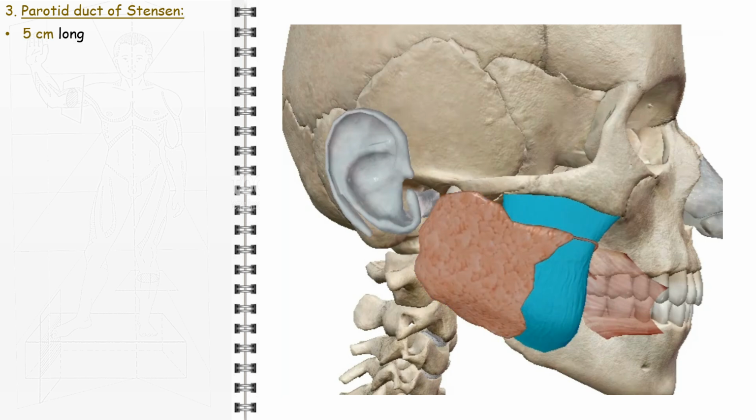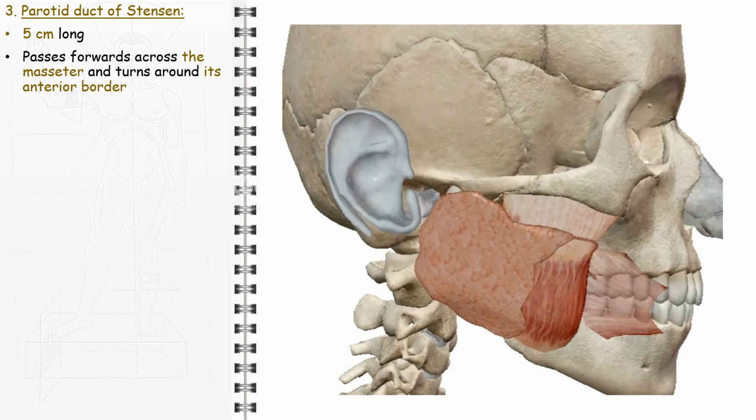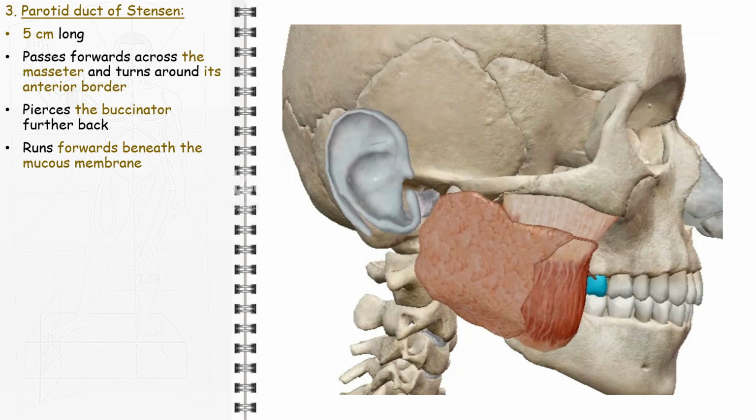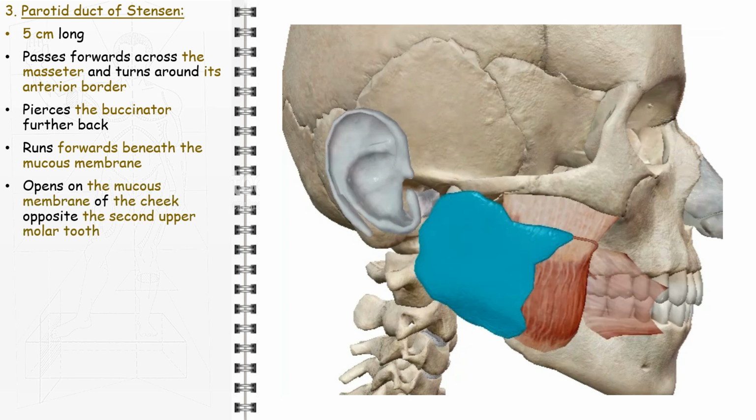It passes forwards across the masseter in a duplication of the masseteric fascia and turns around its anterior border, crosses the buccal fat pad, pierces the buccinator further back, runs forwards beneath the mucous membrane and opens on the mucous membrane of the cheek opposite the second upper molar tooth. It has at its opening, the parotid papilla, a valvular flap of mucous membrane.